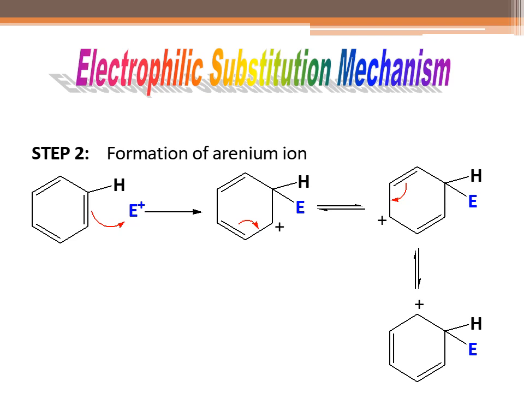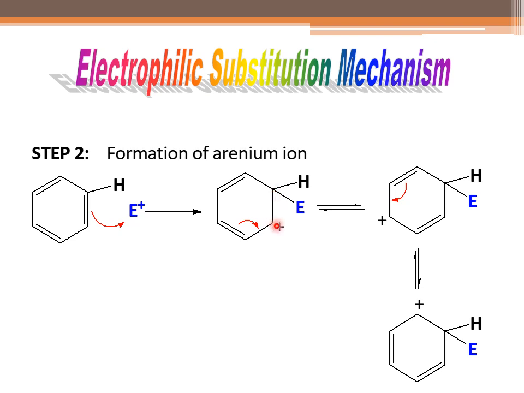Step 2 is the formation of arenium ion. As you can see here, this double bond has 4 electrons, and the pi electrons is going to be used to bond with the electrophile that is coming in. So it is going to form this single bond attached to electrophile, leaving with only a single bond here.